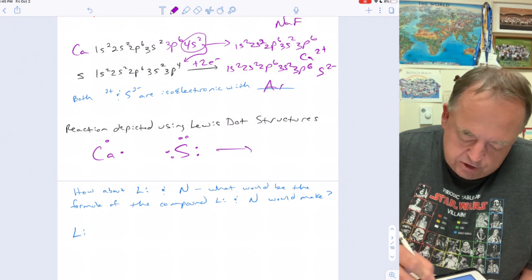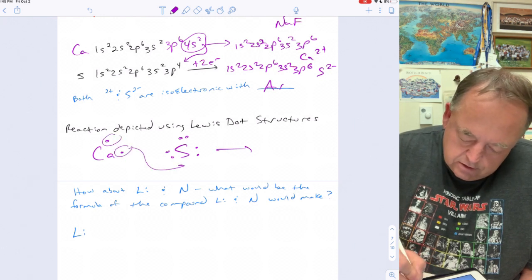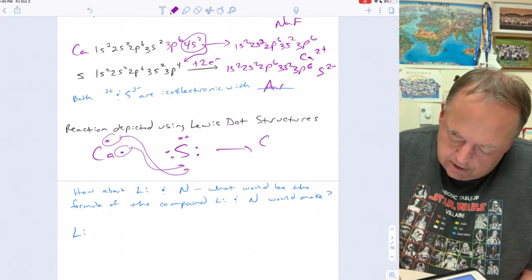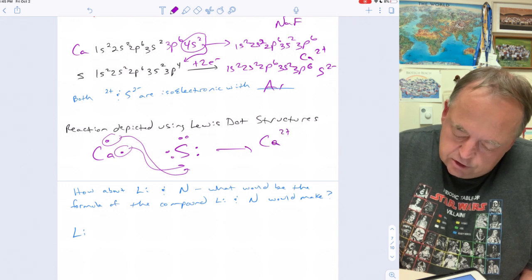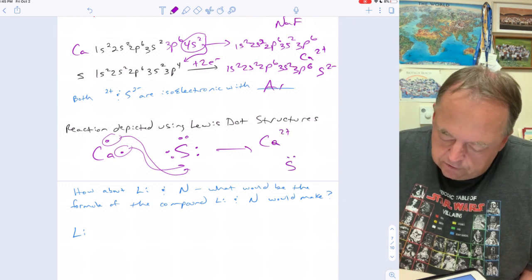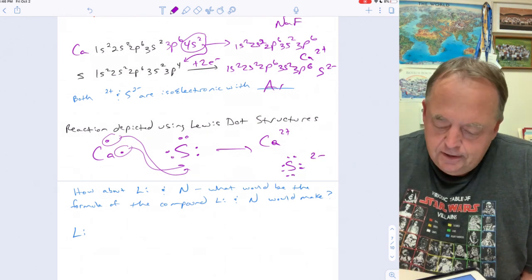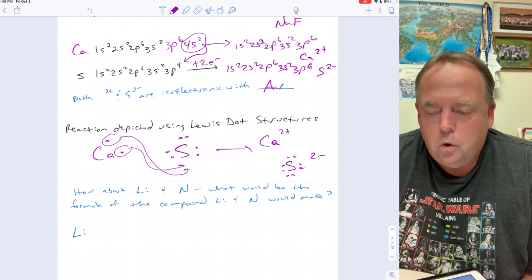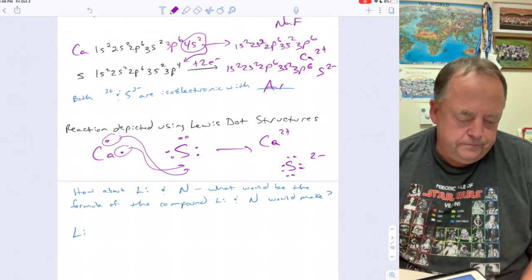So calcium is going to give up 2 electrons to sulfur. So now calcium is 2 plus charged, it's a cation, and sulfur is 2 negative charged, has 2 extra electrons in its outer 3p orbital, so now it's S2 minus.